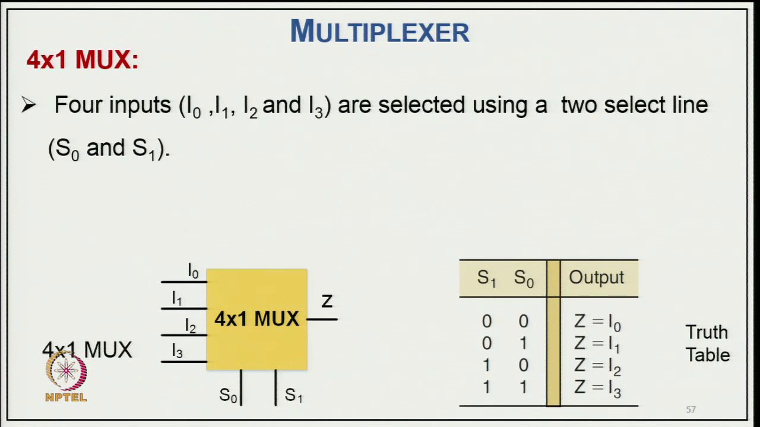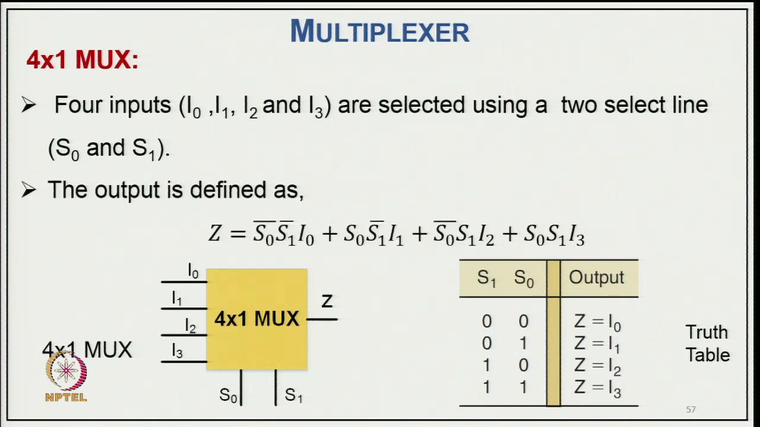Now the 4 into 1 mux. The 4 inputs I0, I1, I2, I3 are selected using 2 select lines S0 and S1, because here we have 4 inputs and these are the 2 selector bits. The output is defined as Z equal to S0 bar S1 bar I0 plus S0 S1 bar I1 plus S0 bar S1 I2 plus S0 S1 I3, and this is typically the truth table of it.